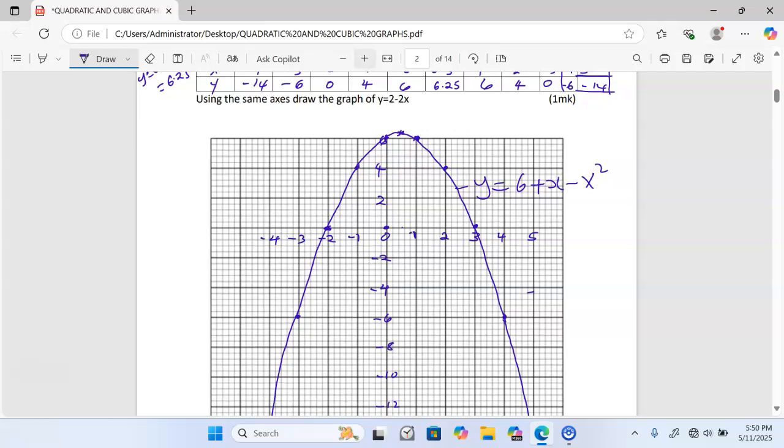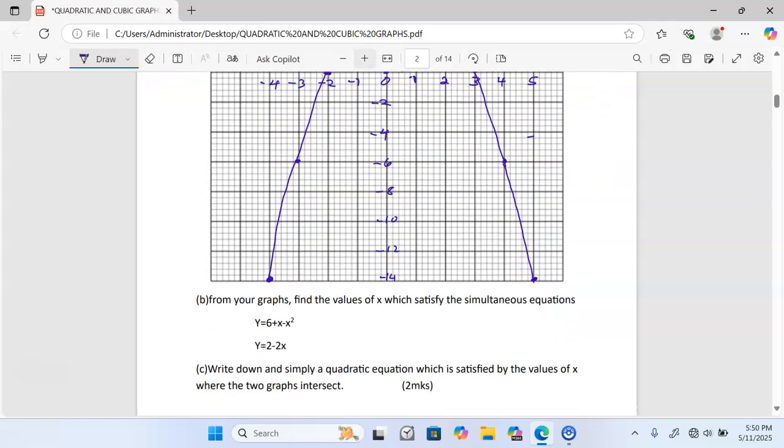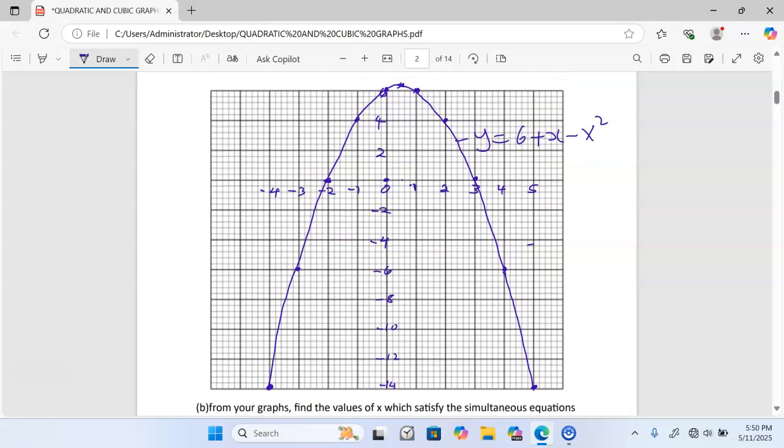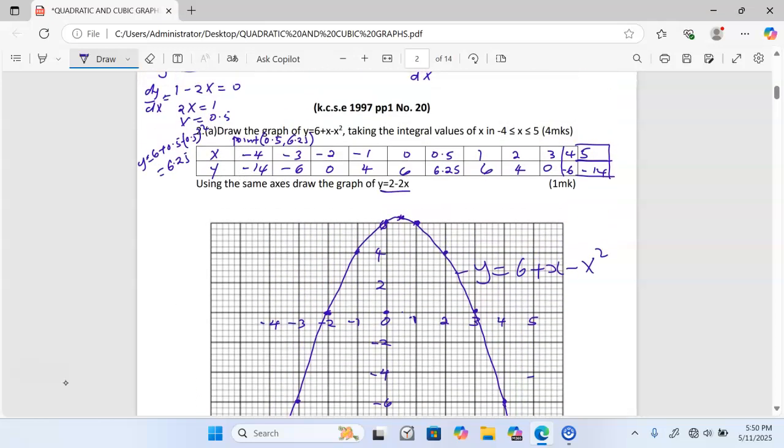Having done the drawing of the curve, we can now move and answer part B of the question. From your graph, find the values of x which satisfy the simultaneous equations. Remember, we have another line here. We are going to have a table having the values of x and y. Remember, we can assume the values of x that are within our table. If x is 0, then the value of y here is going to be 2. And when the value of x is 2, you substitute it here, y is going to be -2. Those 2 points are enough for us to draw that line.